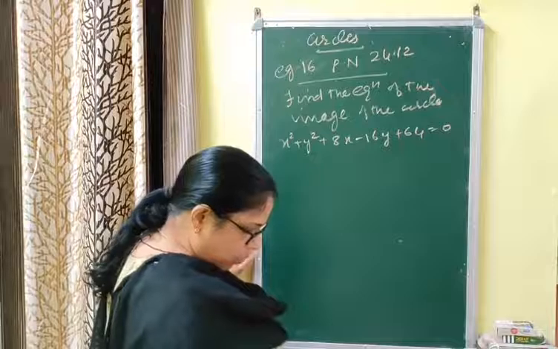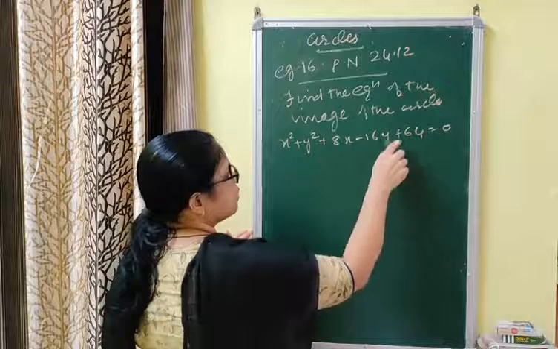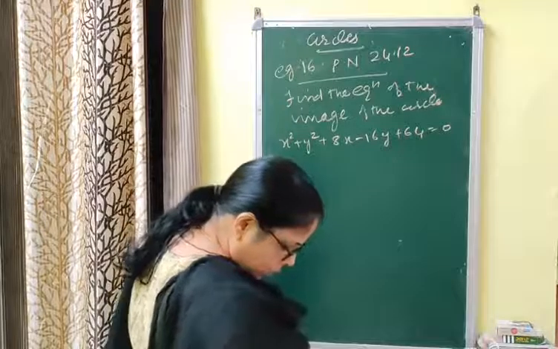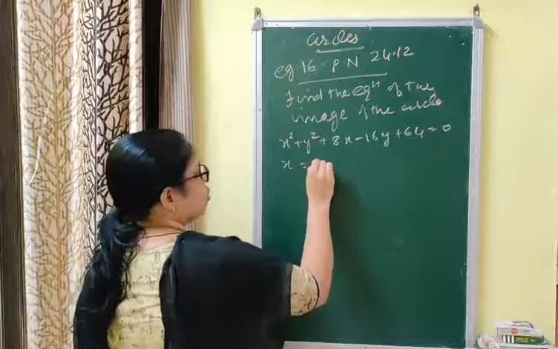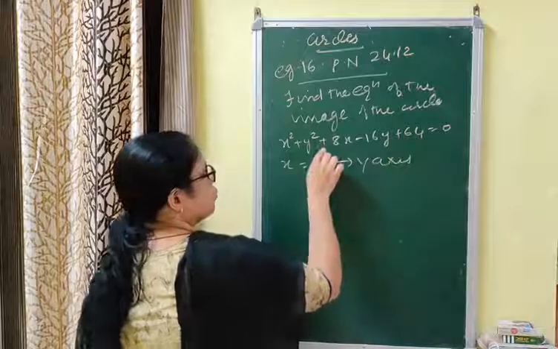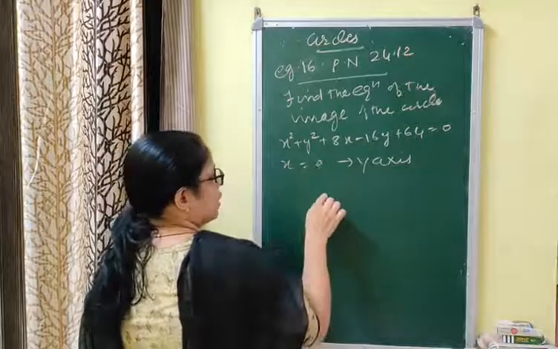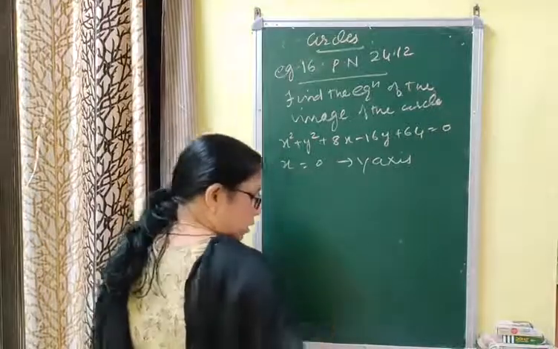Find the equation of the image of the circle x square plus y square plus 8x minus 16y plus 64 equal to 0 in the line mirror x equal to 0. What is x equal to 0? x equal to 0 is the y-axis. You have to find the equation of the image of the circle with the y-axis as the line mirror.